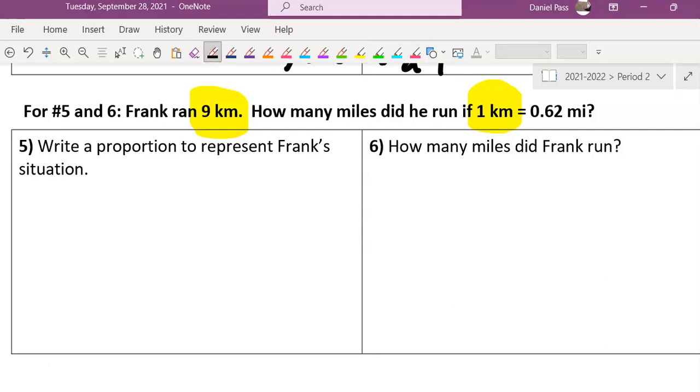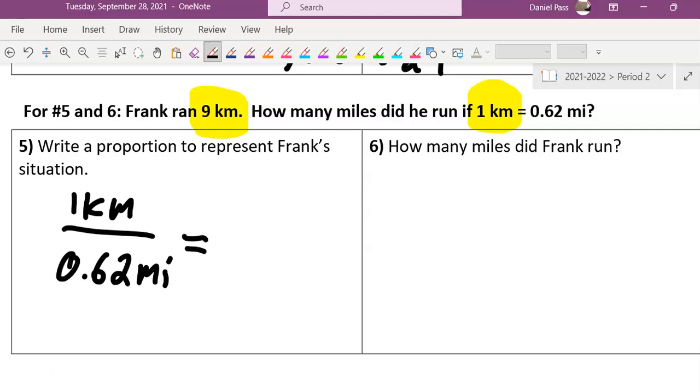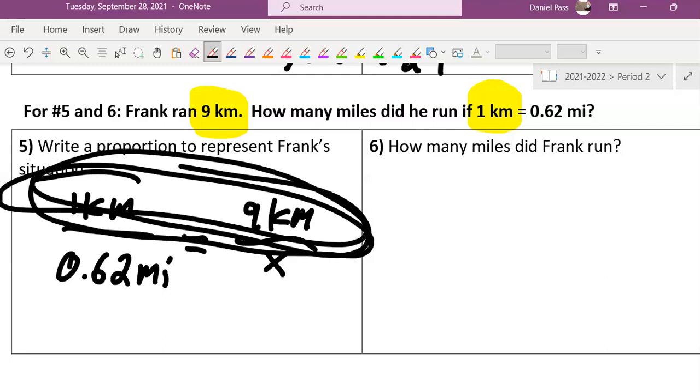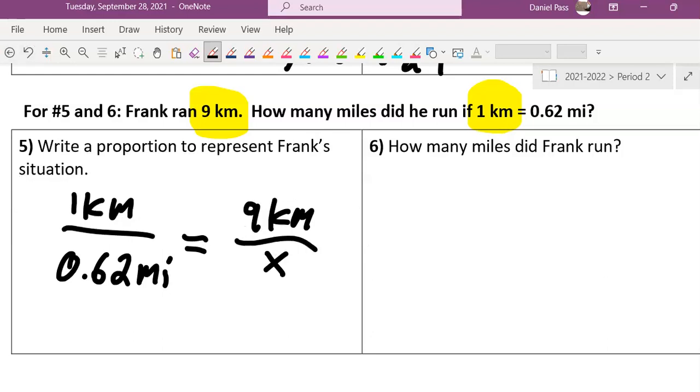So I put 1 kilometer over 0.62 miles, and that's equal to... Hold on, I messed up my M, sorry. Okay, 1 kilometer over 0.62 miles. Excellent. And that's equal to 9 kilometers over x. Do we agree? Yes. Now, she could have put these both in the denominator, and that would have been fine, too. But both in the numerator is good.